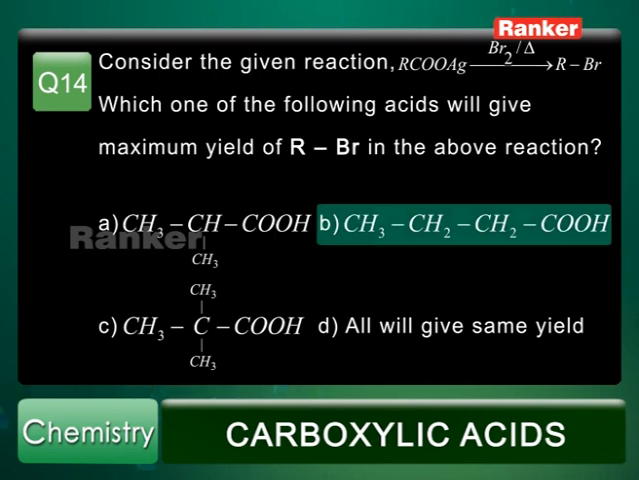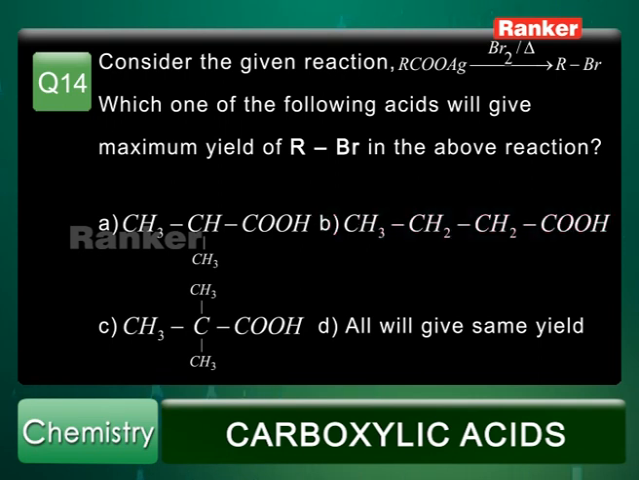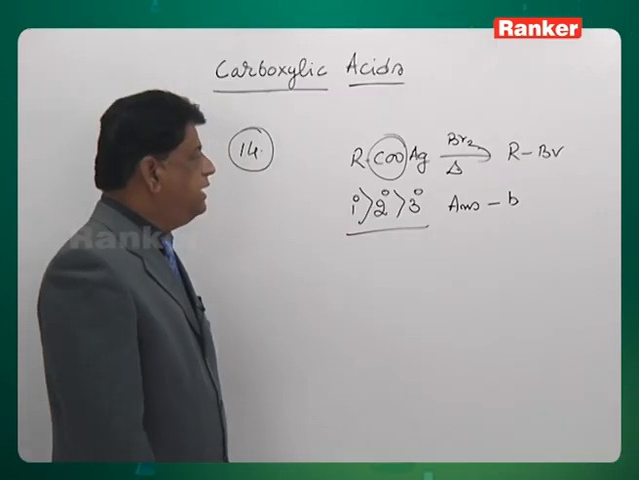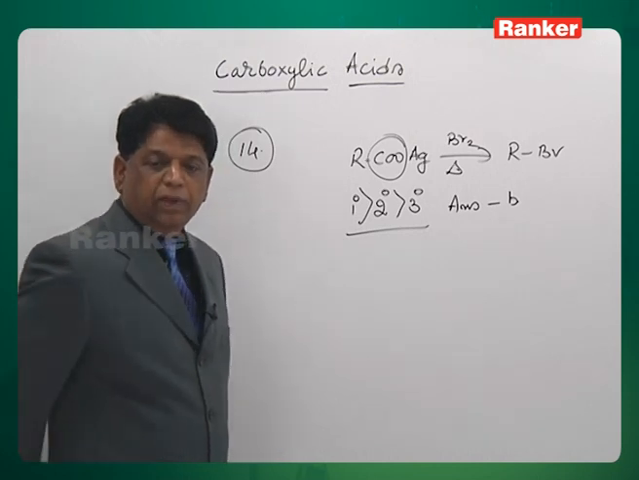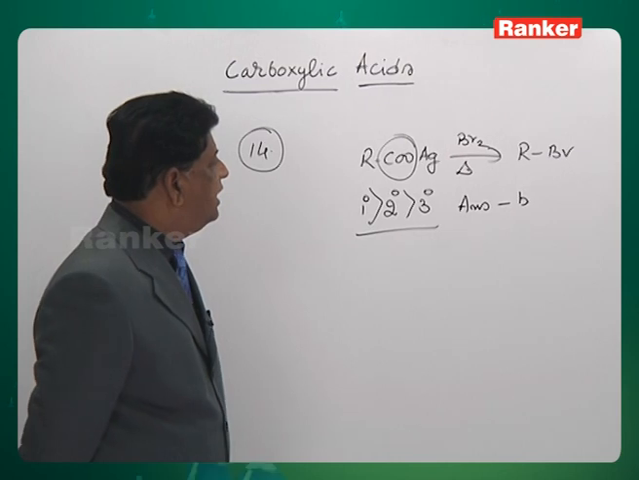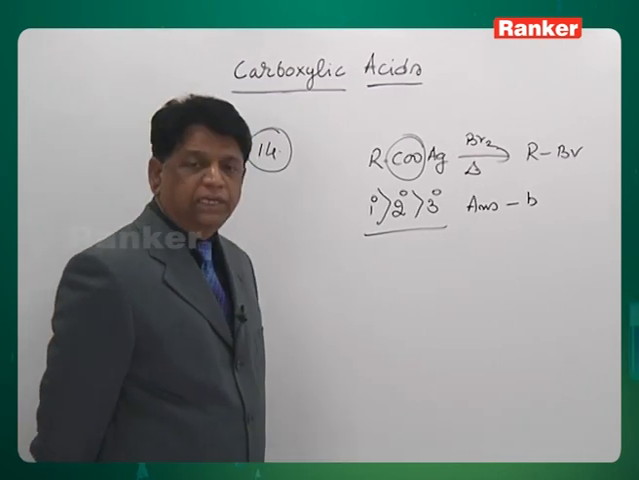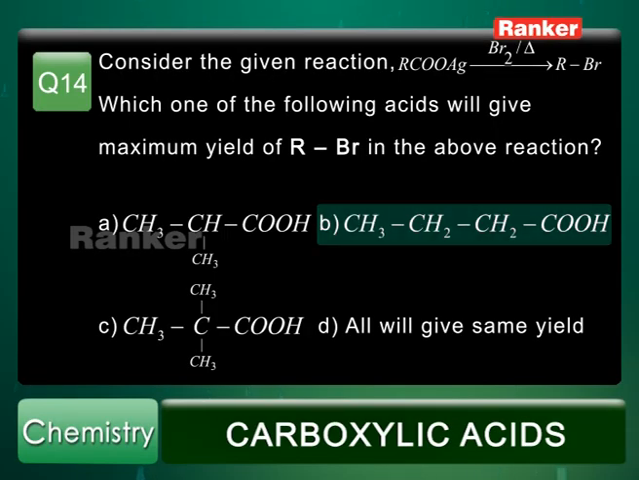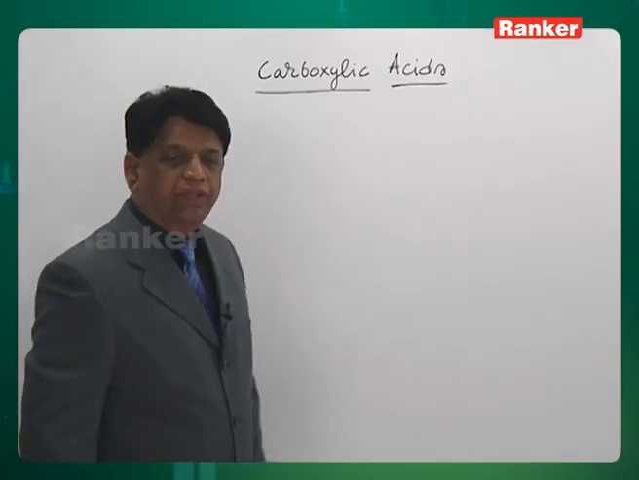That is, 1 degree alkyl halides undergo faster reaction over 2 degree, over 3 degree. So based on that we have decided answer B is the primary carboxylic acid, which turns into a silver salt and undergoes the reaction. Decarboxylation is easy in the 1 degree carboxylic acids. Let us go to the 15th question.